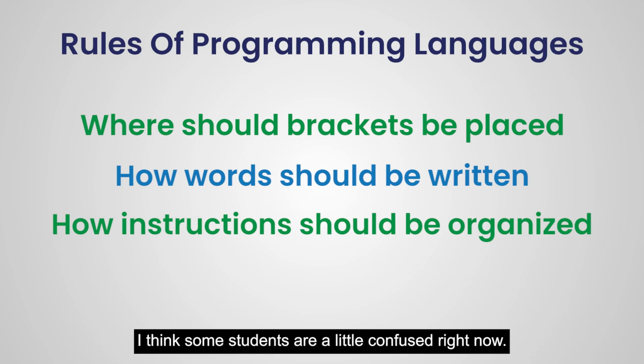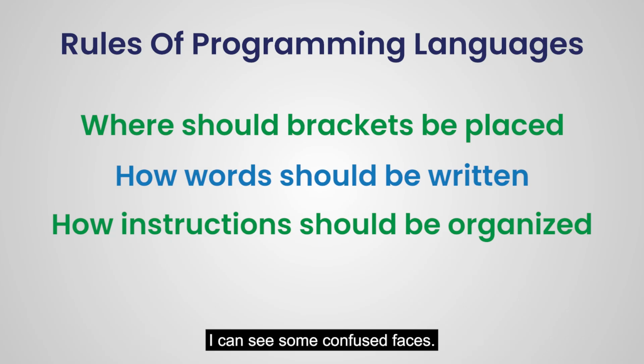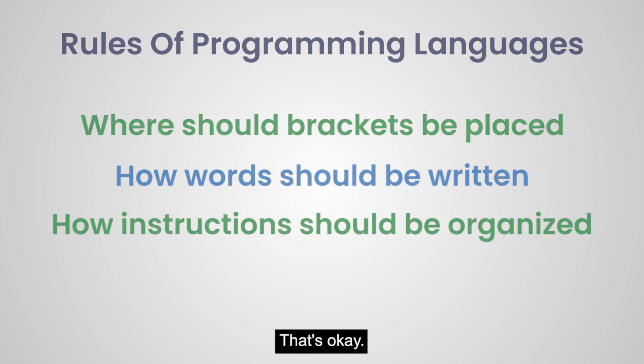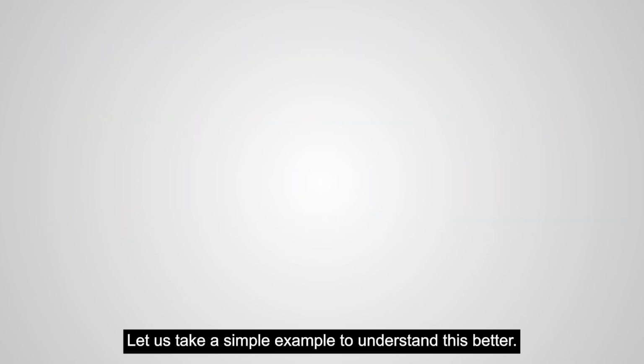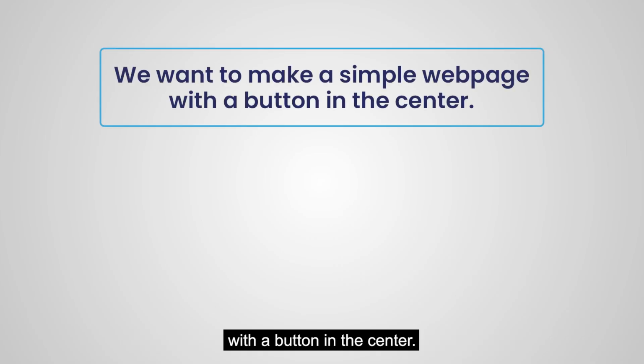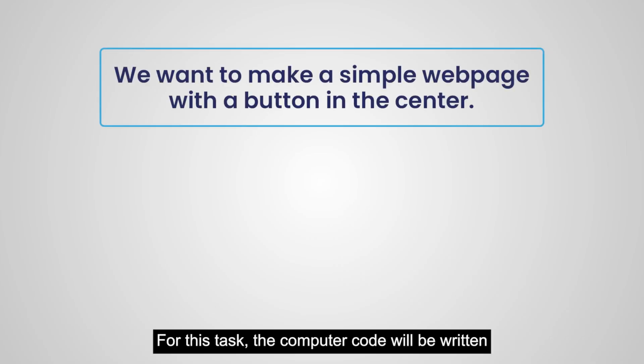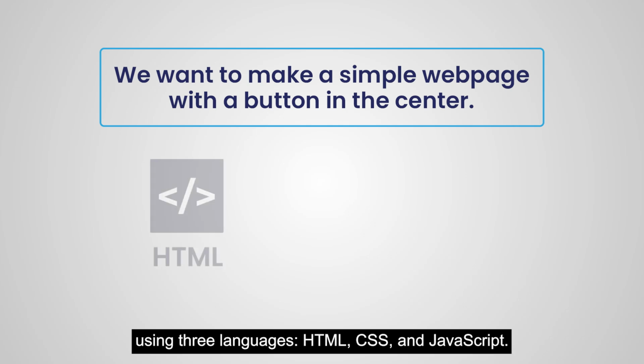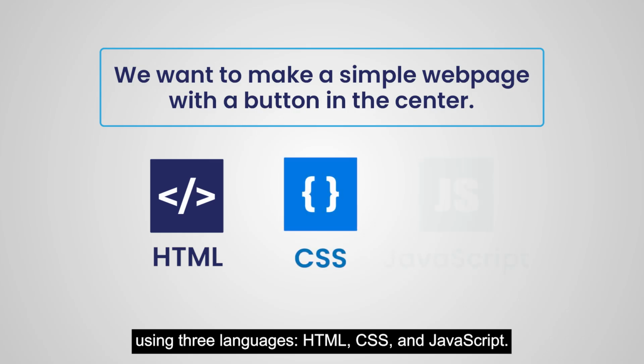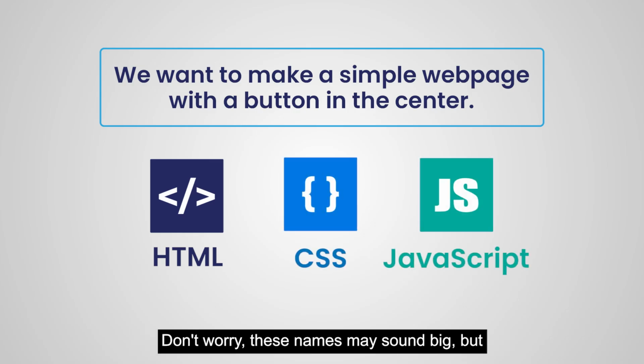I think some students are a little confused right now. I can see some confused faces. That's okay. Let us take a simple example to understand this better. Suppose we want to make a simple web page with a button in the center. For this task, the computer code will be written using 3 languages: HTML, CSS, and JavaScript. Don't worry, these names may sound big, but they are actually very simple to understand. Let us learn them one by one.